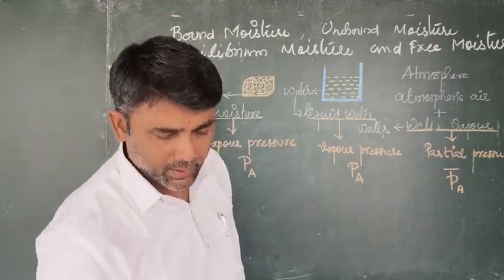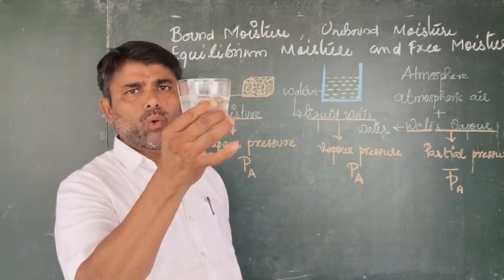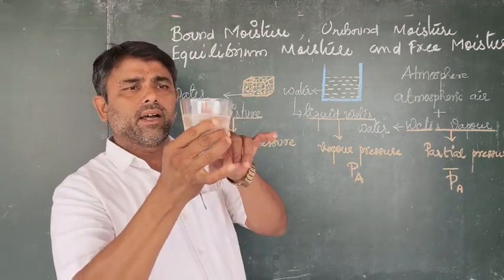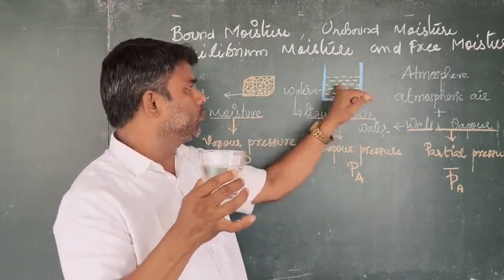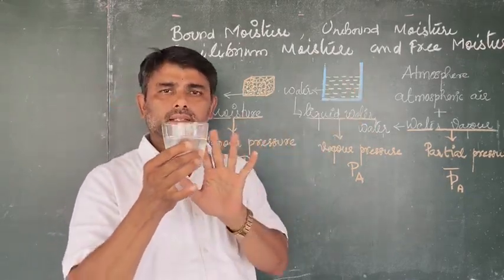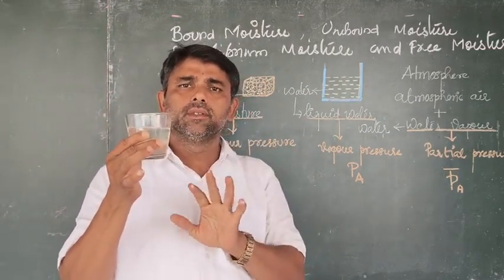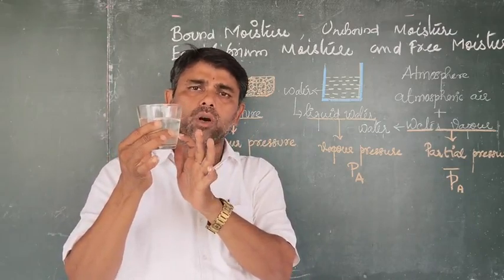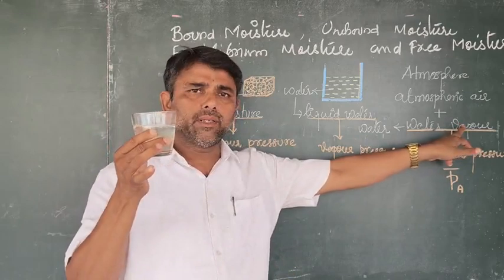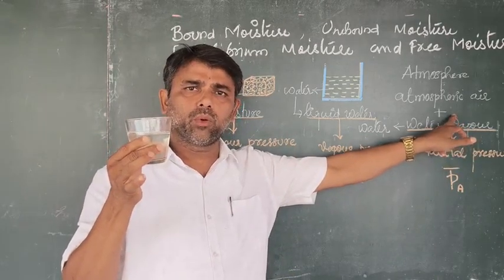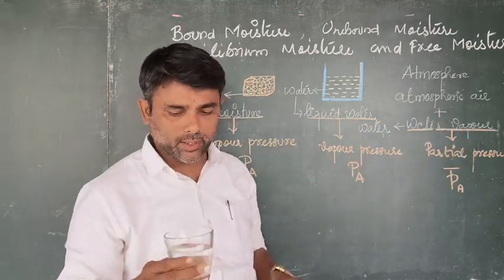Next one is a glass or a beaker filled with a certain amount of pure water. Again, this is water in the form of liquid. This is called liquid water. Water droplets present in atmospheric air are water vapor, and this is liquid water.